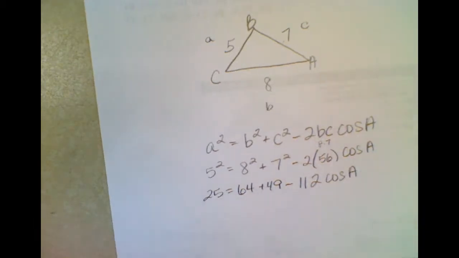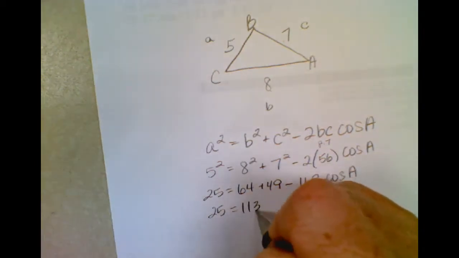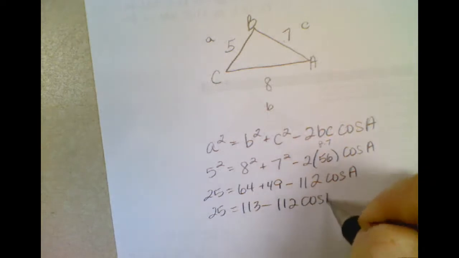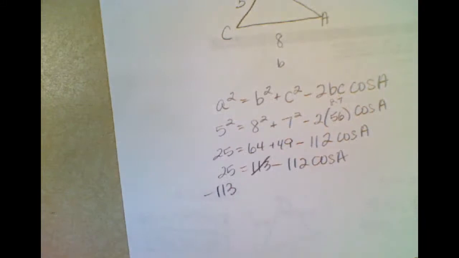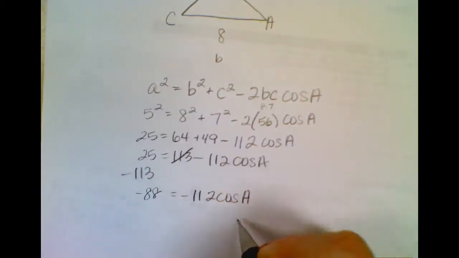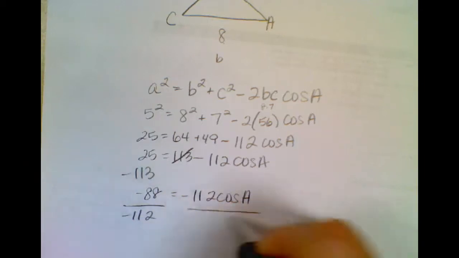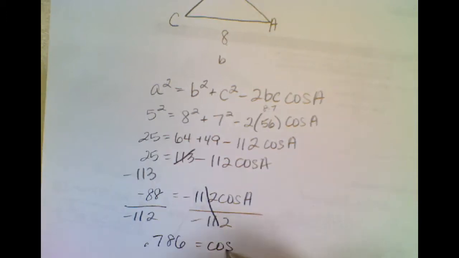We're going to just keep simplifying that. So 64 plus 49 is 113. Solve to get cosine of A by itself. So you get negative 88 equals negative 112 times the cosine of A. Divide both sides by negative 112. And so 88 divided by 112 would be 0.786 equals the cosine of A.